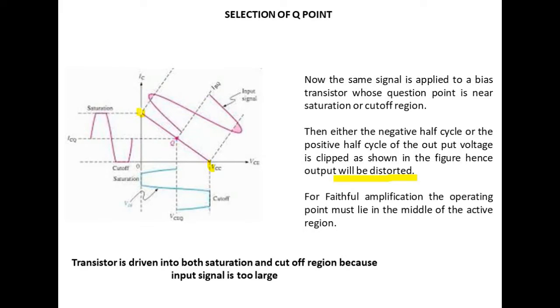If operating point is set over here, then after the fluctuation of the current, it will be clipped. And if it is in this condition, then we also see that a portion of the full waveform is clipped. So for faithful amplification, the operating point must lie in the middle of the active region.